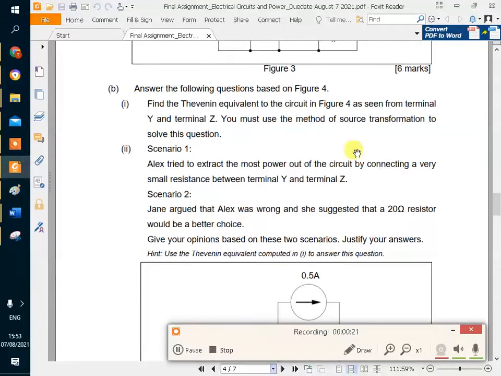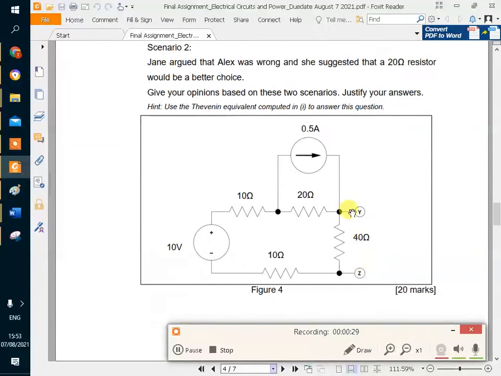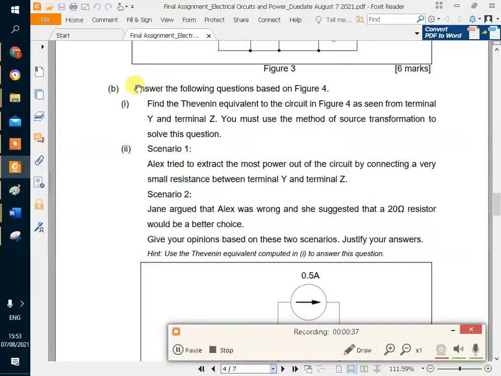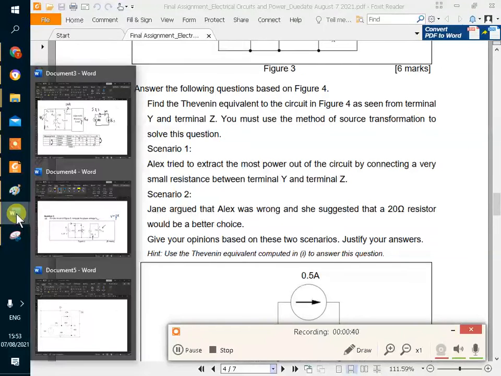One says they use a very small resistance at the output. The other one says they use the 20 ohm resistance at the output. Output here, output connecting to Y and Z. Okay, this is not the output here. This is the internal circuit, the 40 ohm. So we need to first do part 1.